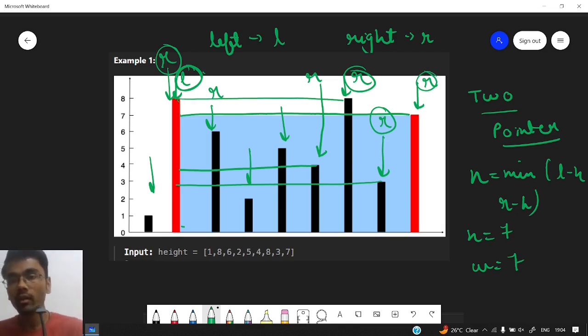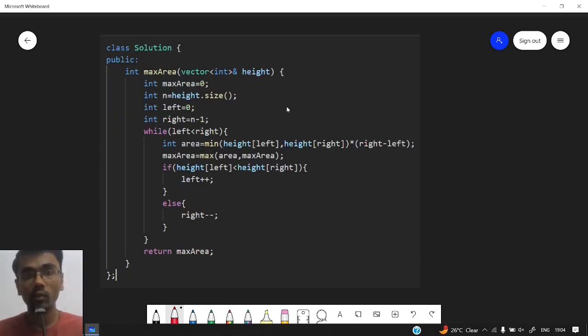Now how did we solve this question? Let us see in terms of code now. So let us see the code now. Initially we will initialize our maximum height with 0. This is the size of the height array. We will initialize our left pointer with 0 and right pointer with n-1.